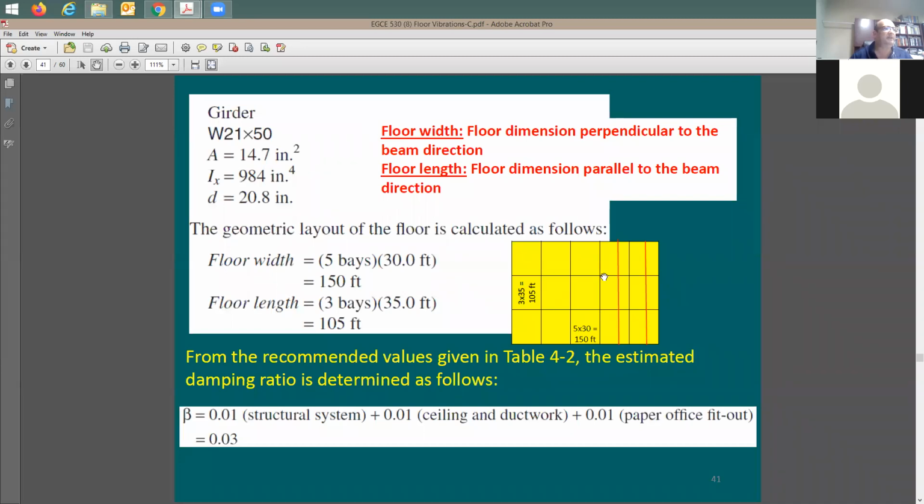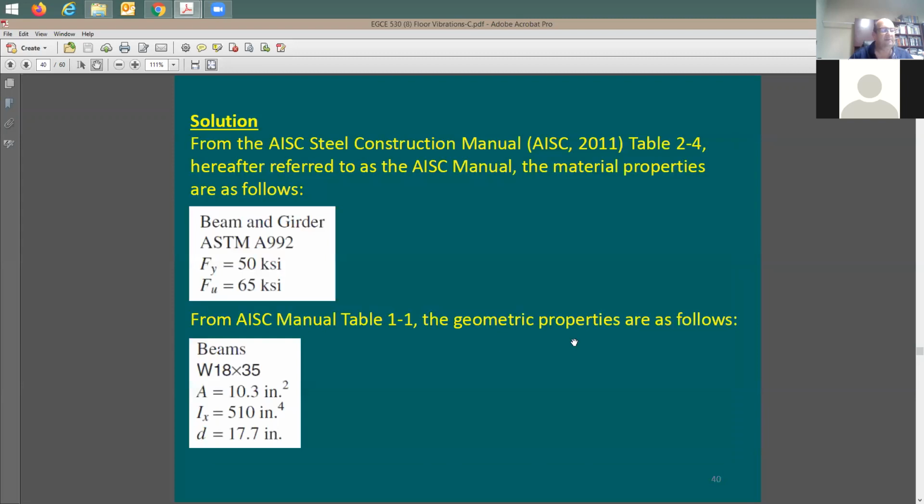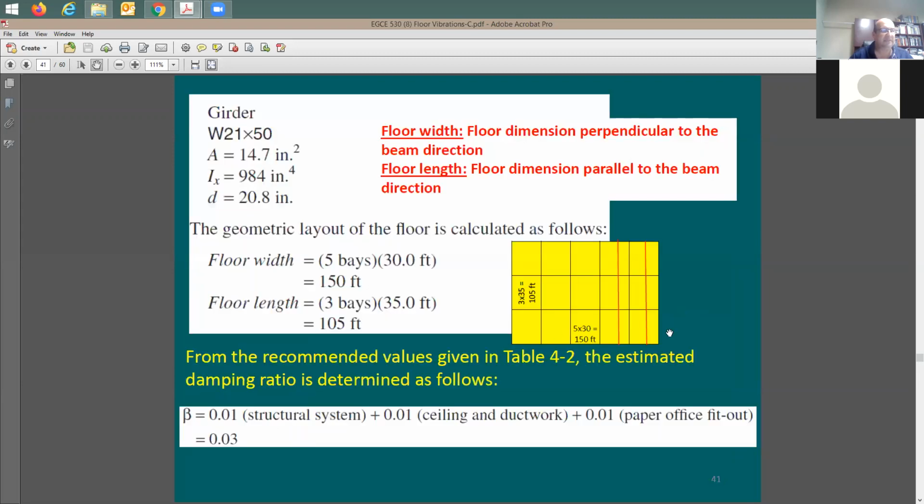Now, how much is going to be the length? In this case, length is given in the direction of the beam. So all the beams are spanning this way. So the length is going to be 3 times 35, which is 105. And the building width is going to be 5 times 30 feet. Where do I get the 30 feet from? It's going to be from here. 30 feet times 5 is going to be 150 feet. This is going to be the width of the building. So we have all of that.